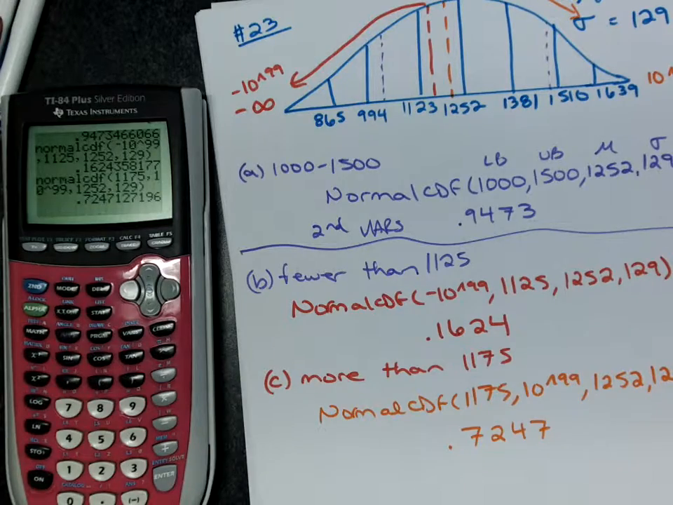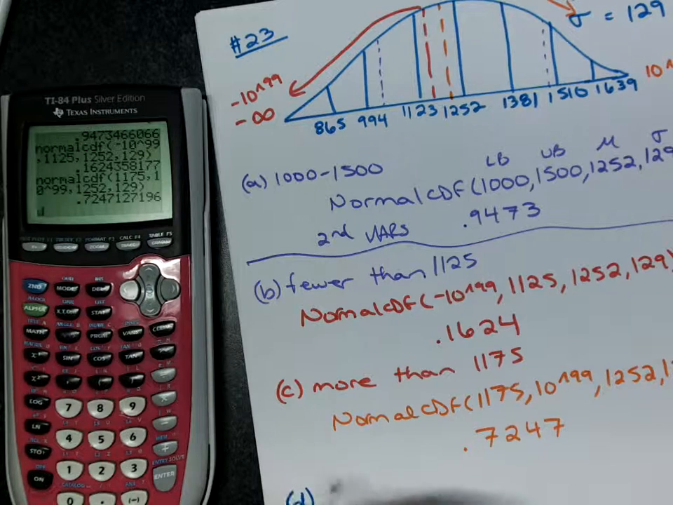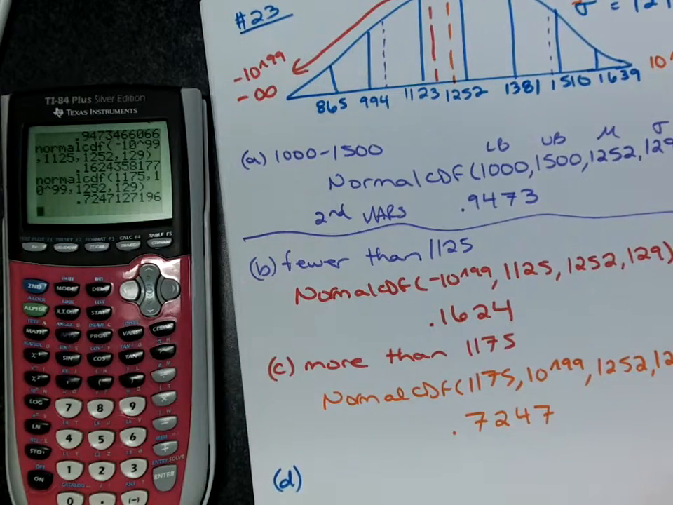And then part D. This is kind of a funky question. I don't think this one's on the final. The percentile rank of a bag that contains 1,000 chocolate chips.